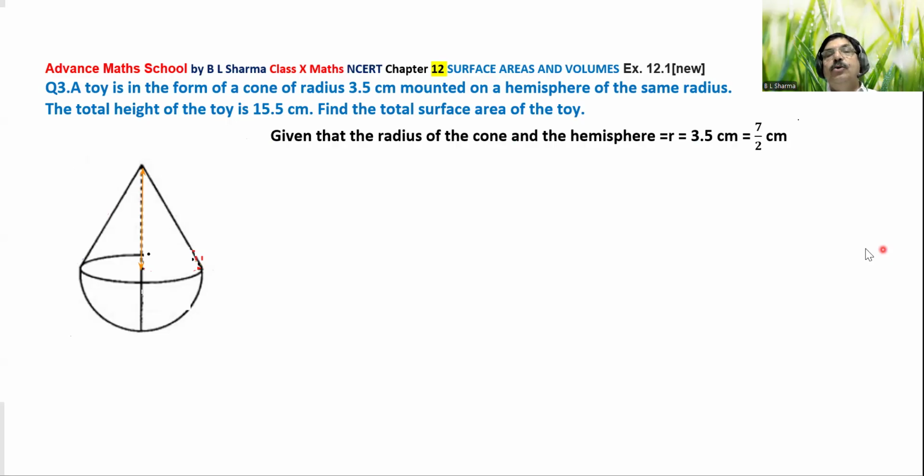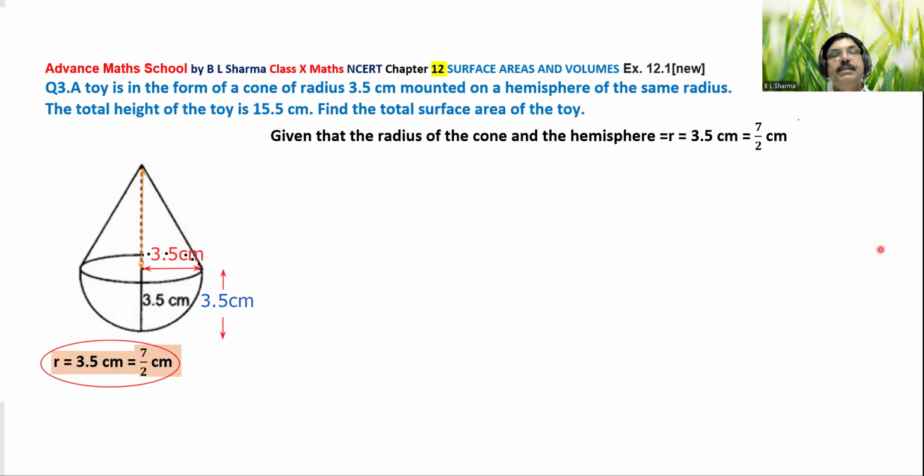The radius of the cone and hemisphere, cone और hemisphere दोनों का ही radius same होगा, and that is given 3.5 centimeter, that is 7/2 centimeter. ये radius है. We know that radius is 3.5 centimeter, you can write 7/2 centimeter.